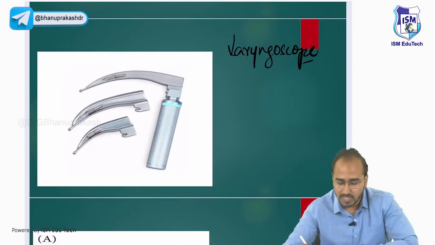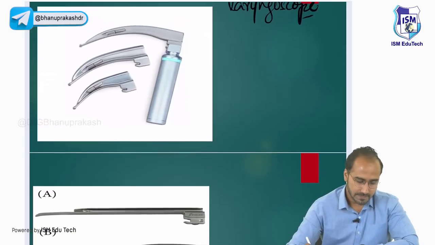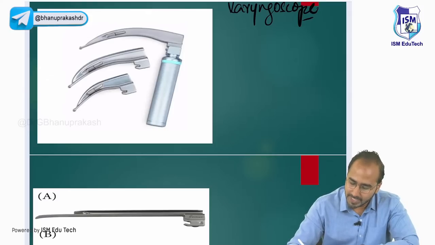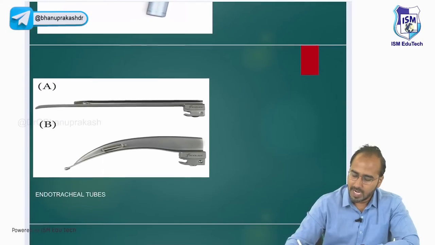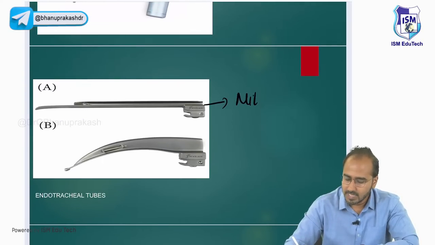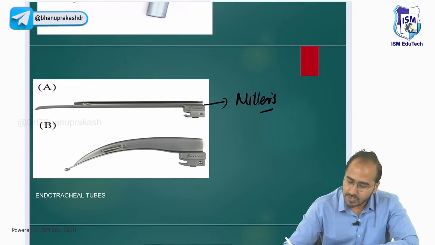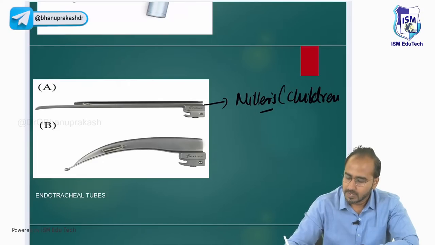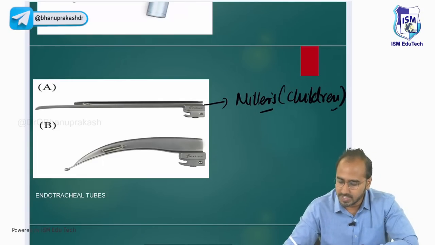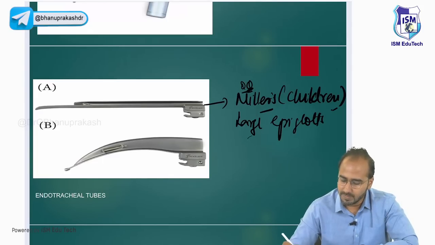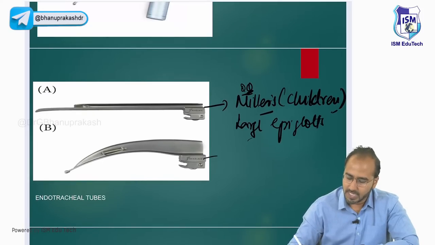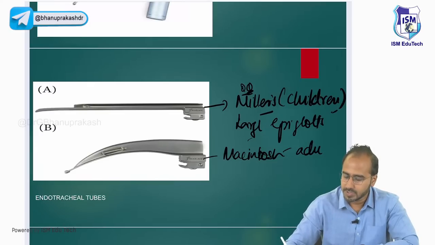In this laryngoscope, you have two blades. This is the curved blade laryngoscope, which is called the Macintosh laryngoscope. The other is a straight blade laryngoscope, which is called Miller's laryngoscope. Miller's laryngoscope is commonly used in children. Why? Because children have a large epiglottis. Whereas Macintosh is used in adults.